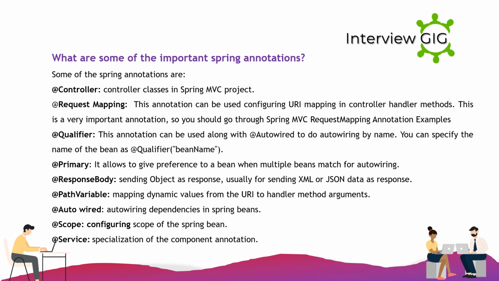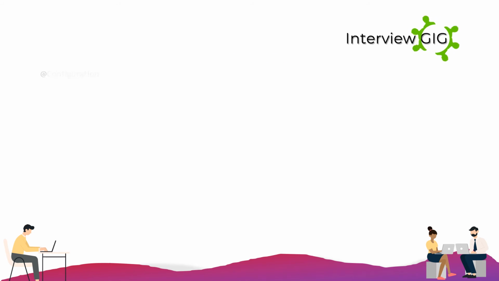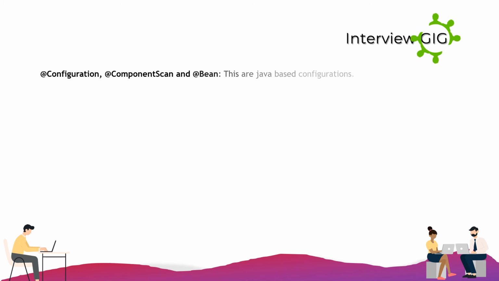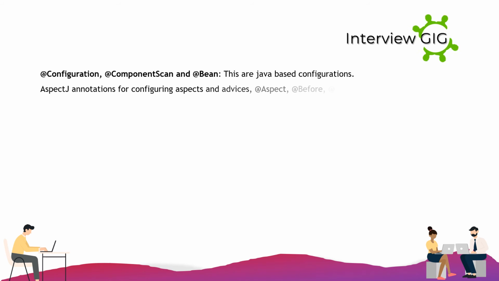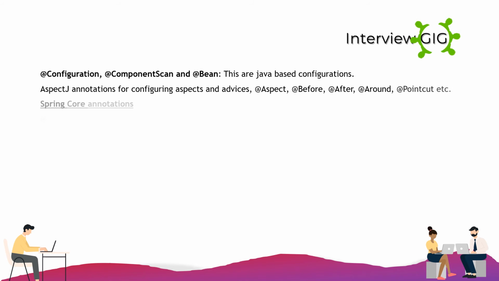@Service is a specialization of the @Component annotation. @Configuration, @ComponentScan and @Bean are Java-based configurations. Aspect annotations for configuring aspects and advices: @Aspect, @Before, @After, @Around, @Pointcut, etc.